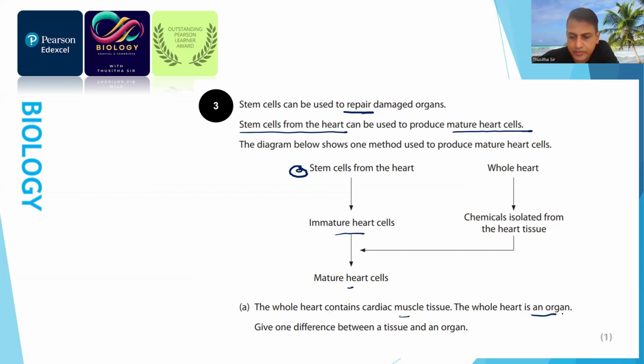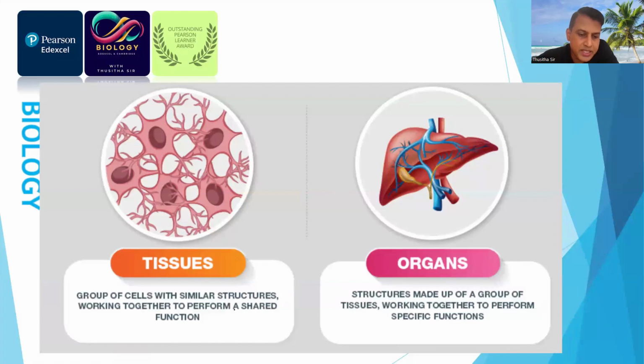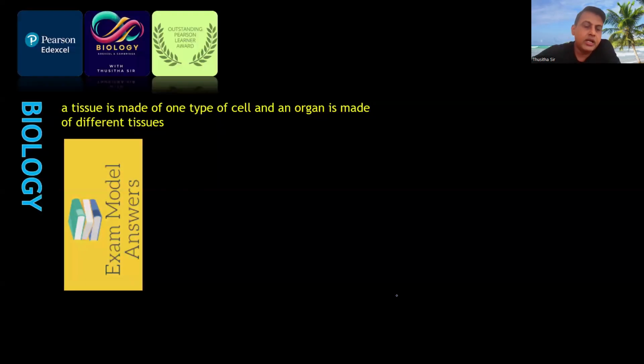The whole heart contains cardiac muscle tissue. The whole heart is an organ. Give one difference between tissue and organ. So that's a theory part. A tissue is a similar kind of cells working together for a function or functions, and an organ is a collection of several tissues working together for a function or functions. I think it's important to write the words working together to perform a shared function. Right, this is the answer. A tissue is made of one type of cell, and an organ is made up of different tissues. That's the difference between organ and tissue.